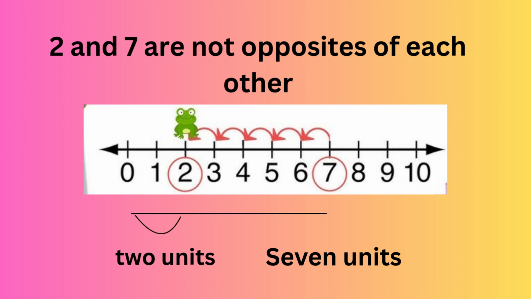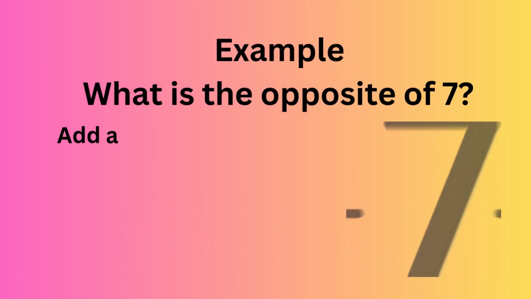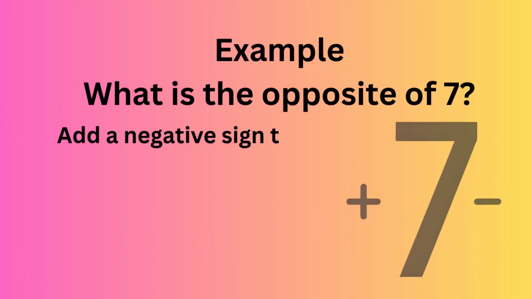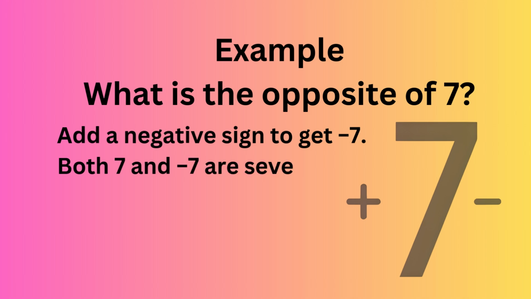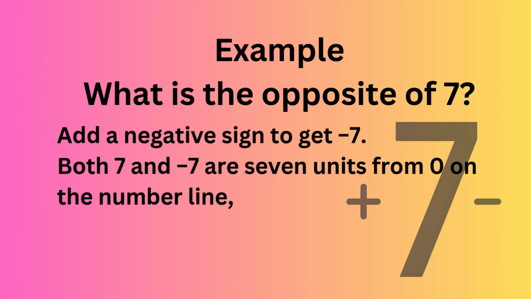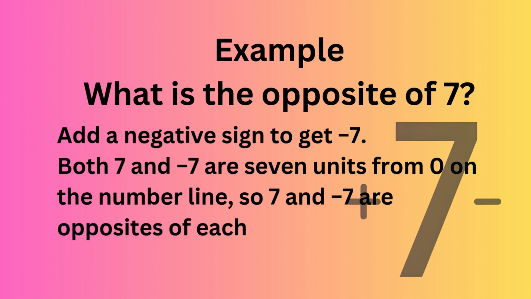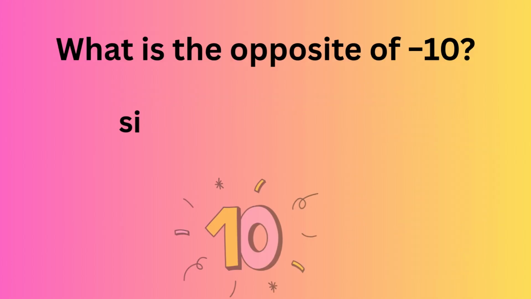The easiest way to remember how to find the opposite of a number is to add a negative sign if the number is positive, or to take away the negative sign if the number is negative. Let's take an example. What is the opposite of 7? To find the opposite of the positive number 7, we simply add a negative sign to get -7. Both 7 and -7 are 7 units from 0 on the number line, so 7 and -7 are opposites of each other.